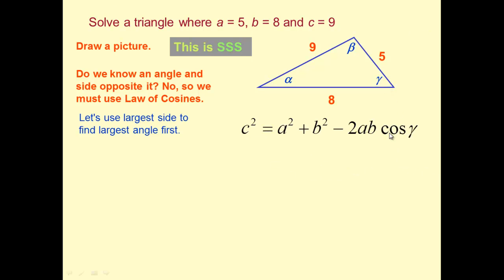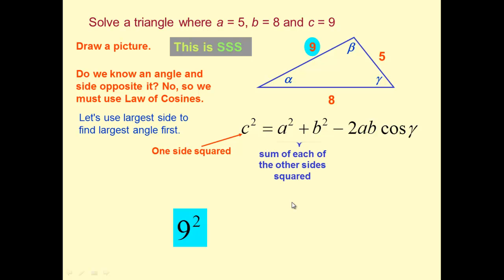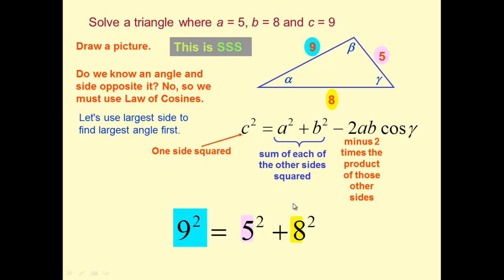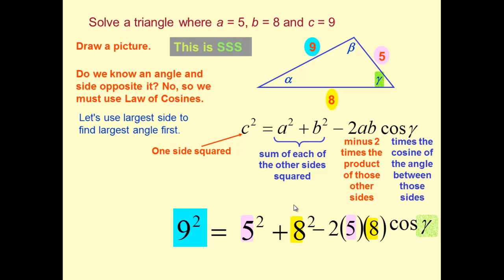So when I set this up, since I'm trying to find the angle gamma, I'm going to have the cosine of gamma over here. The side that's opposite is going to go on the far side of the equation. So when setting this up, I'm going to have one side squared, which in this case, since I'm finding gamma, would be the side opposite, which is 9 squared, is equal to the sum of the squares of the other two sides, so it's going to be 5 squared plus 8 squared, minus 2 times the product of those two sides. So that's minus 2 times 5 times 8 times the cosine of gamma, which is what I'm looking for.